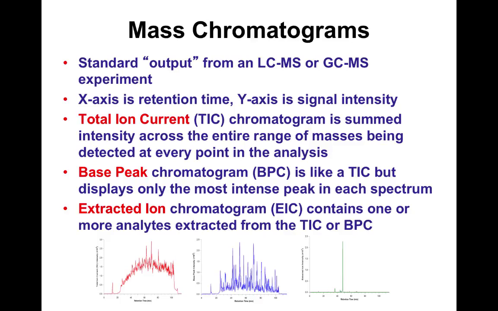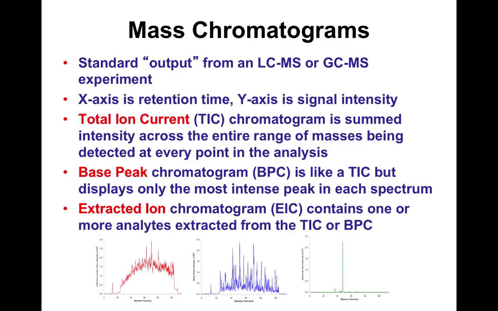When you're running an LCMS or GCMS experiment, you'll end up with different types of chromatograms. You can end up with a total ion current chromatogram, a base peak chromatogram, or an extracted ion chromatogram. And they have acronyms like TIC, BPC, and EIC. And they're shown below to illustrate just the type and shape that's produced.